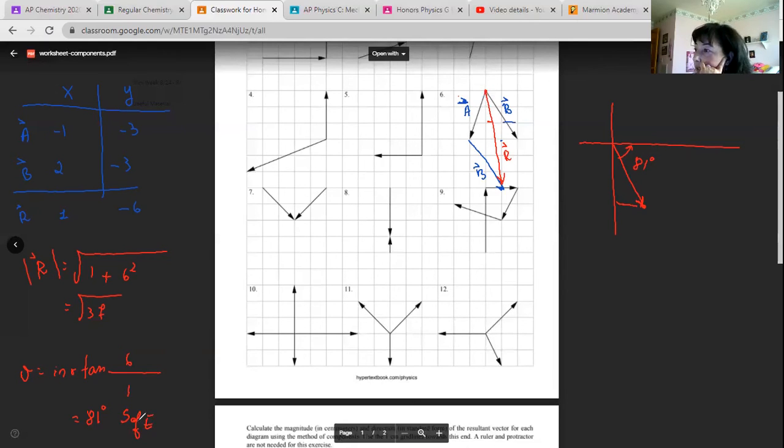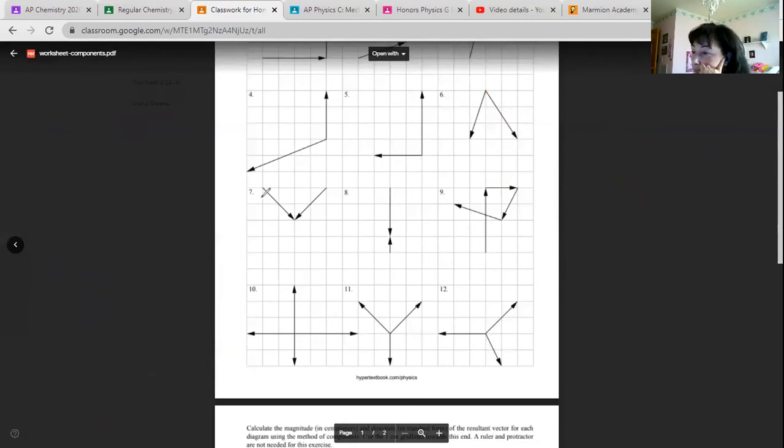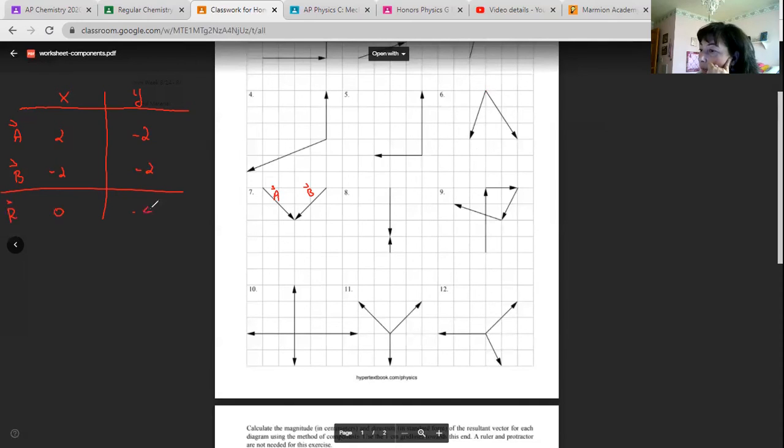Okay, then next one, number 7. So this is vector A, this is vector B, X and Y. So A has coordinate 2, -2. B has coordinate -2, -2. So R is going to be 0 minus 4.